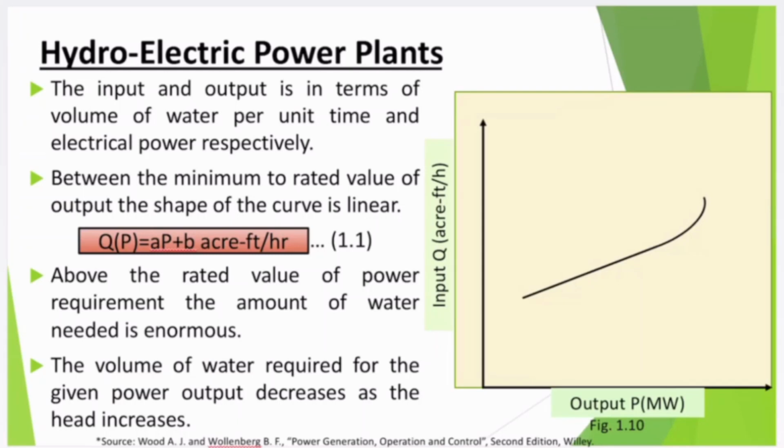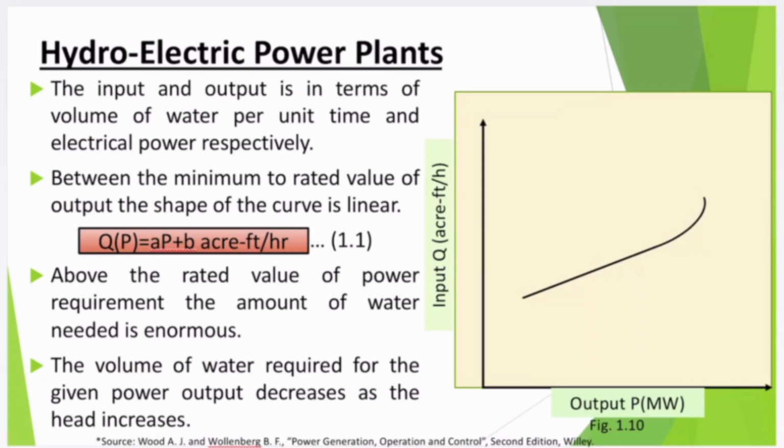Now let us move to hydroelectric power plants after thermal generation cost characteristic. Let us focus on hydropower plant. The hydropower plant characteristics are almost similar, but they are not too non-linear. I mean, they are almost linear characteristics.